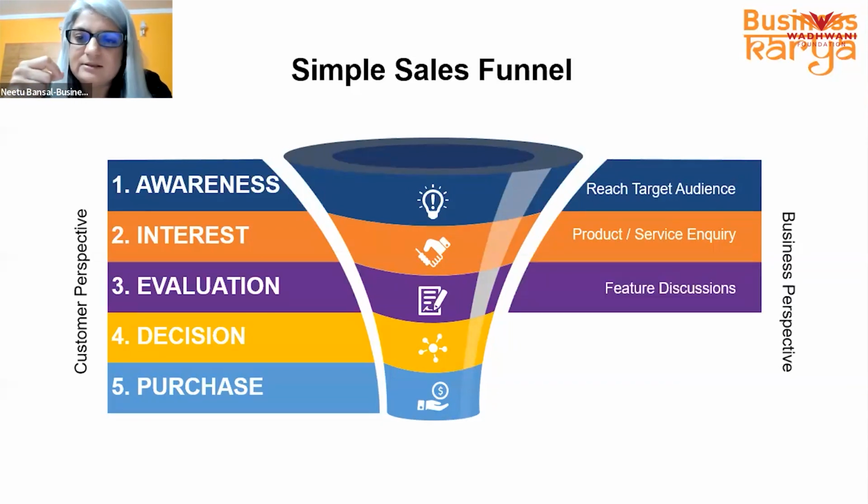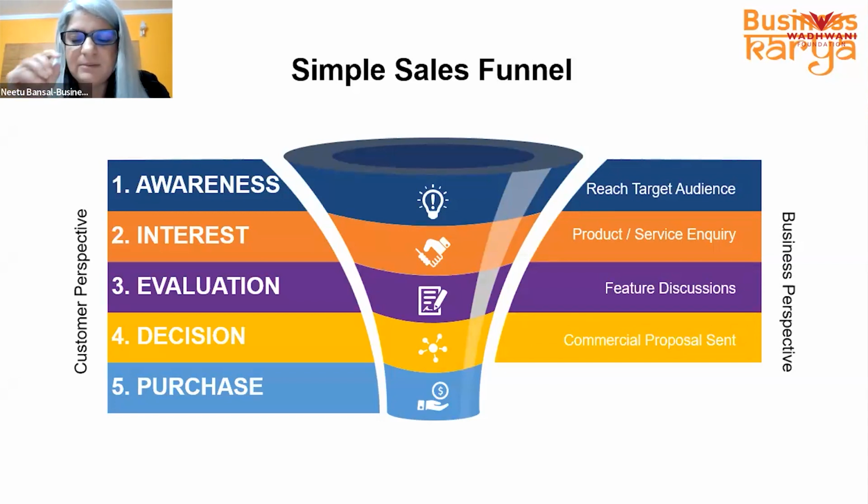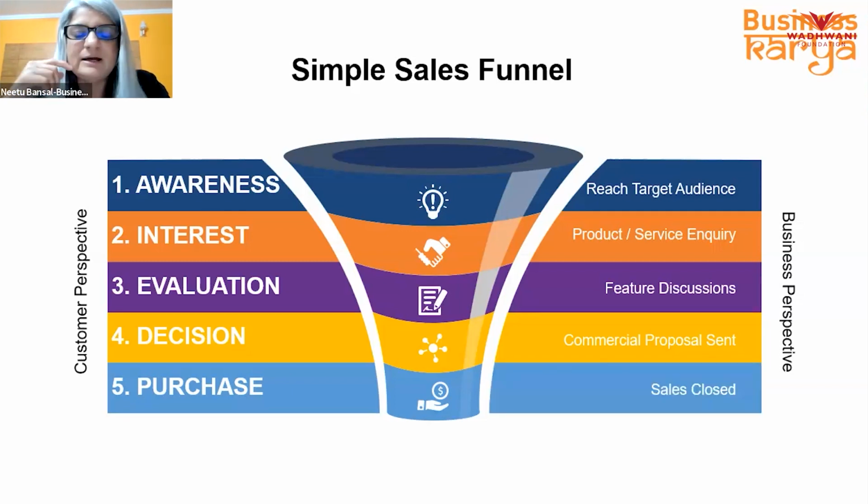Evaluation could be when there are some feature discussions happening with the customer. They not just inquire, but they get into a deeper discussion about your features, your pros and cons, comparisons between you and the competitor. So this is where the feature discussions happen. The decision is where mainly the pricing discussions happen. If you're a B2B, it's where you can send out a commercial proposal. If you are a B2C or a SaaS, this is where they go to your pricing page. And then the last one, purchase, is where your actual sales closure happens.